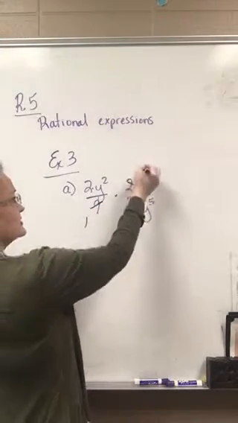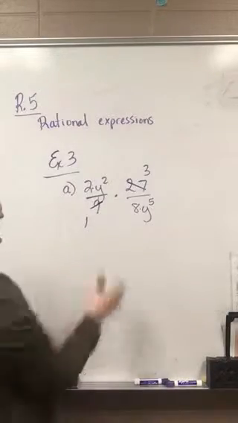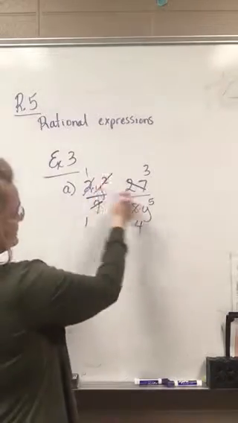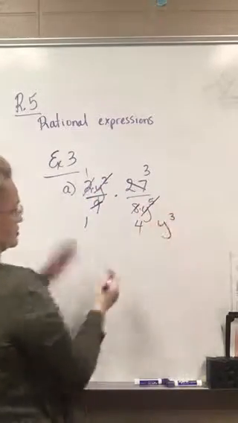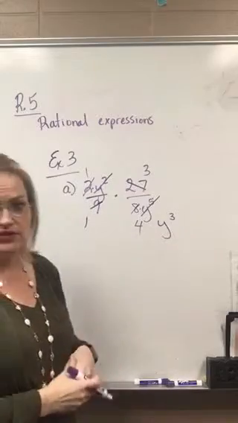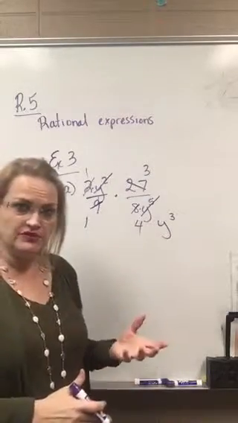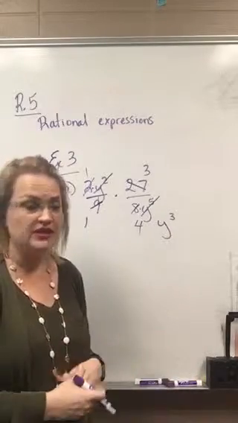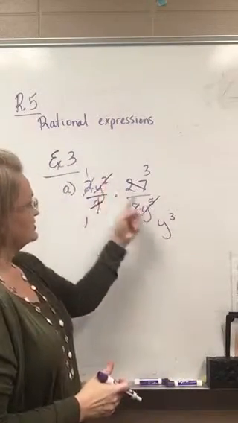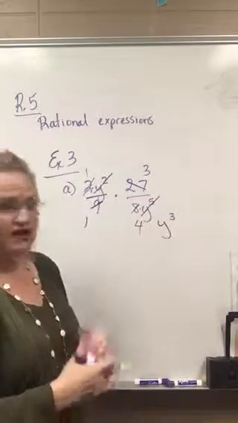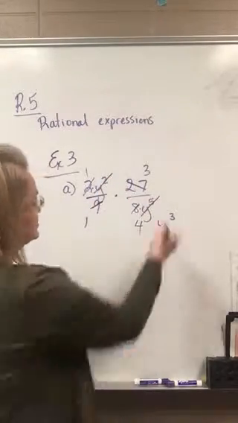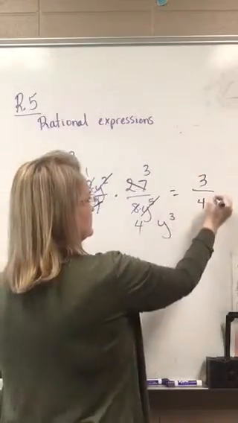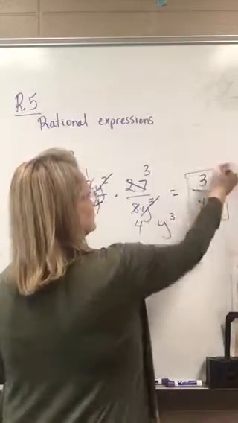9 goes into 9 once, and 9 goes into 27 3 times. This direction, 2 and 8 would reduce to a 1 and 4, and then y to the second goes into y to the fifth. 2 sets of those would cancel out, leaving y to the third. You might remember from a previous video when we divide, and that's what we're doing, we're canceling out factors, we're dividing out what's common. You subtract the exponents. So y2 and y5, you'd cancel out 2 sets of those y's. So what's left, we multiply across the top, we multiply across the bottom, and then that is our final reduced fraction.